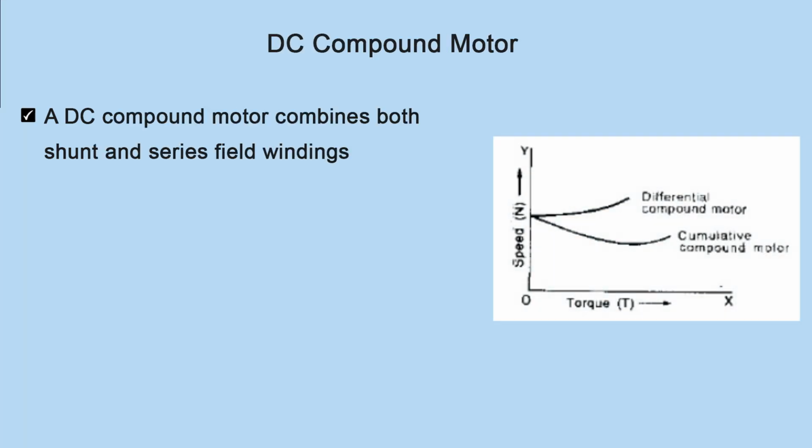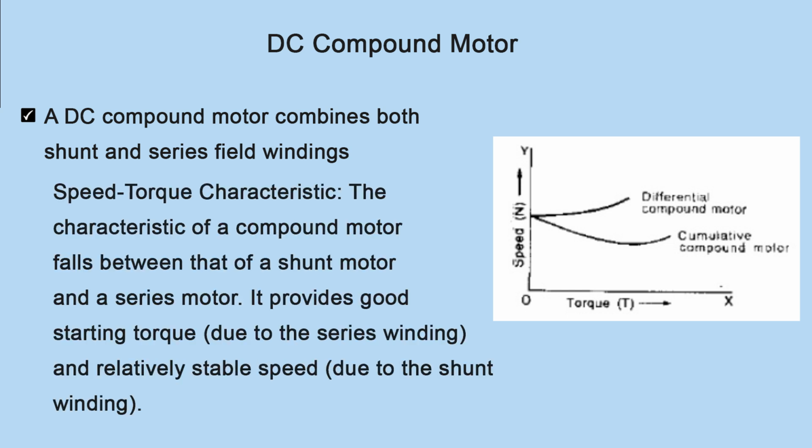Now let us see about the DC compound motor. DC compound motors combine both the windings, series and shunt, and depending upon their position we have the long shunt compound motor and short shunt compound motor. Okay, so let us see the speed torque characteristic of a compound motor.